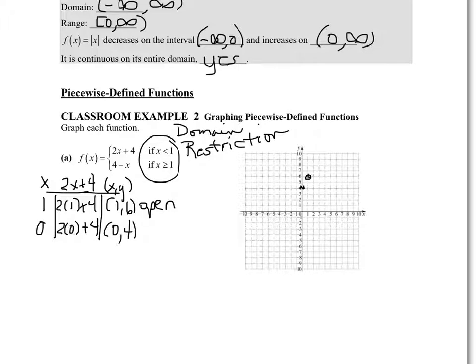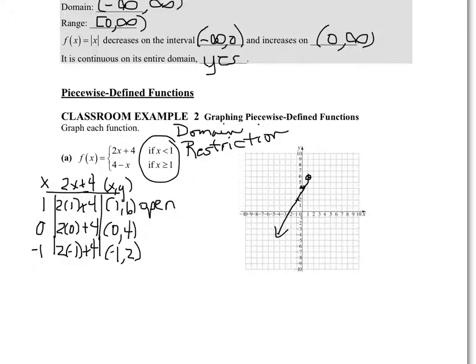Well, if I can get it to mark, there we go. And I need one more value that's less than 1. Let's try negative 1. So if I plug in negative 1 for x, 2 times negative 1 is negative 2, and negative 2 plus 4 gives me a positive 2. So when x is negative 1, y is positive 2. I now have 3 points, and I can connect them, and that would be the top part of this piecewise function.